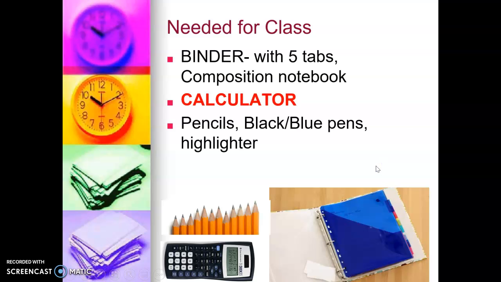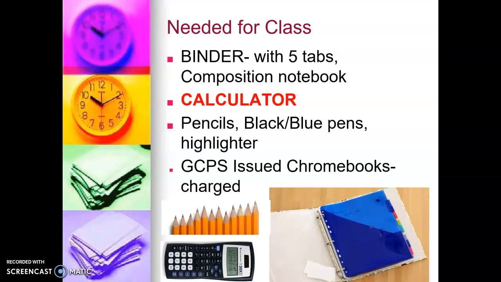So the materials needed for class include a binder with 5 tabs and a composition notebook, a calculator, which can be scientific, pencils, black or blue pens, and a highlighter, and also your Gwinnett County Public School issued Chromebooks. Please make sure that they are charged when you come to school, and this will be the only device you'll be allowed to use in class. So you do need to have it every day.